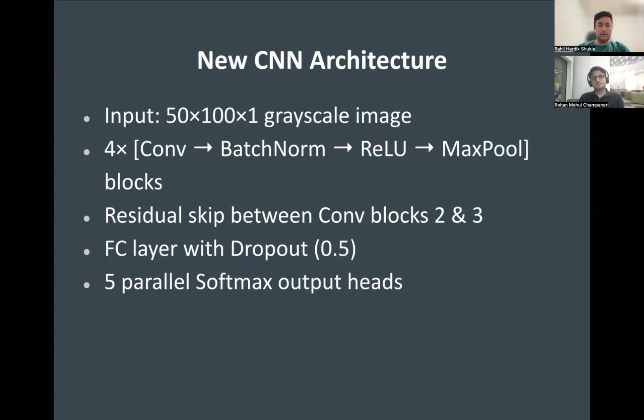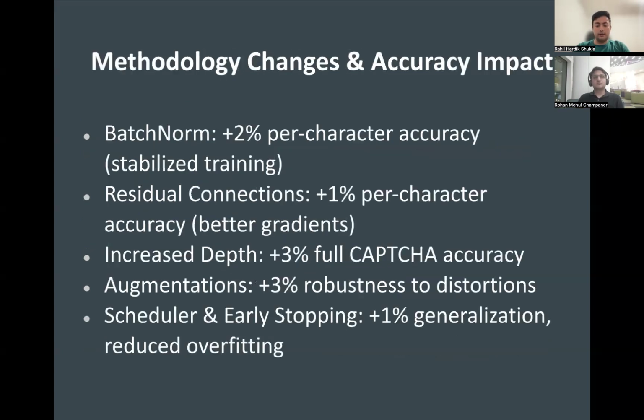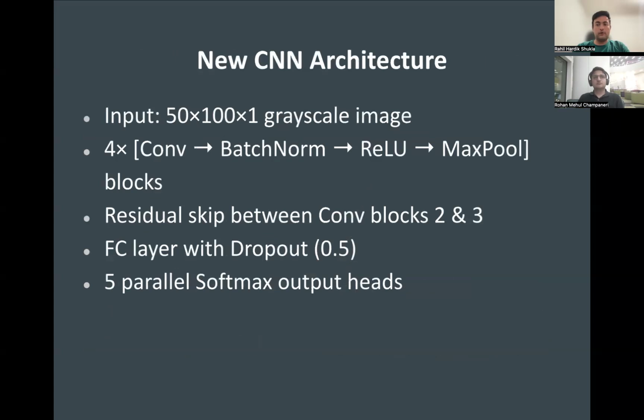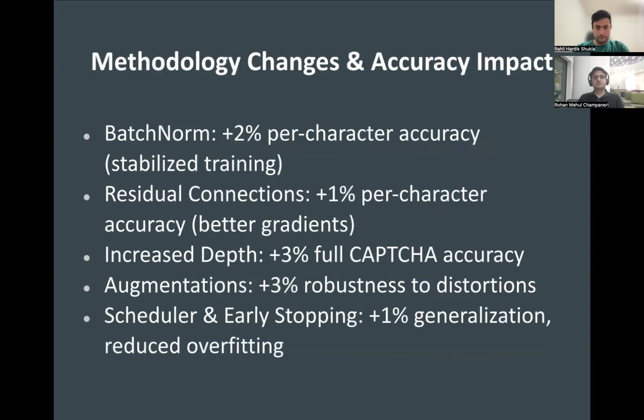So this is our final CNN architecture. Input is a 50x100x1 grayscale image, 4 times convolution, batch normalization, ReLU and max pool blocks, residual skip between convolution blocks 2 and 3, and a fully connected layer with dropout 0.5. And the output was 5 parallel softmax outputs.